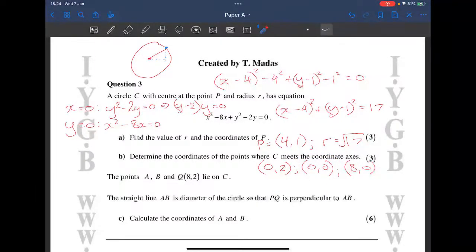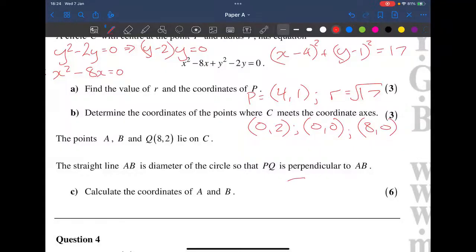So the points A and B and Q, which is 8, 2, lie on C. The straight line AB is the diameter of the circle, so that PQ is perpendicular to AB. Okay, calculate the coordinates of A and B. So maybe let's sketch this. Let's draw a better circle than what I did up there. So let's have some circle.